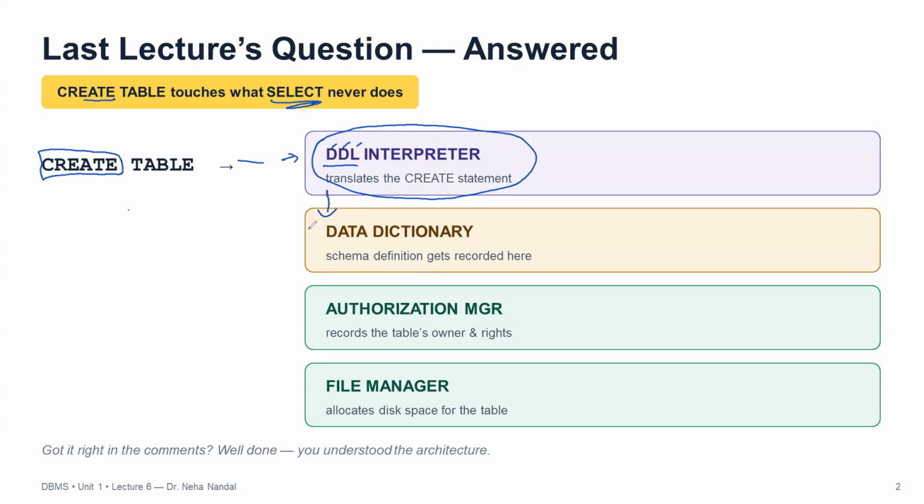And the authorization manager, which is the next part of the DBMS architecture, will note who owns this table and who can have access to it. All these things we have already discussed in our previous video. If you have not seen that video, please watch it completely and you will understand these things very easily. Then the file manager will allocate fresh disk space for that table. If you have understood the DDL interpreter and data dictionary, well done. Now you have basically understood the architecture well.